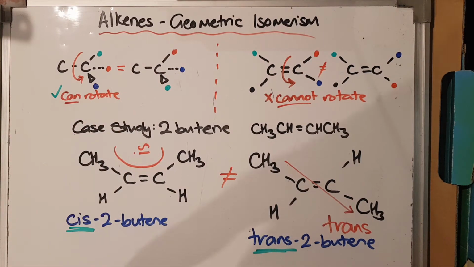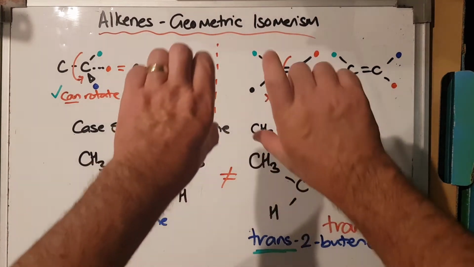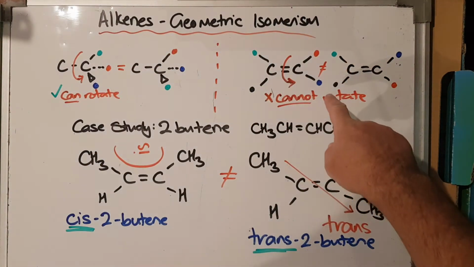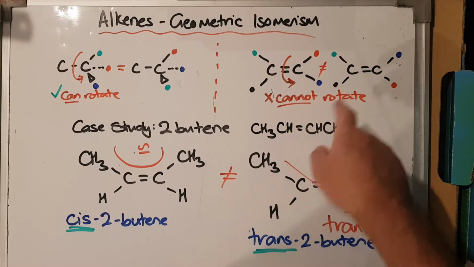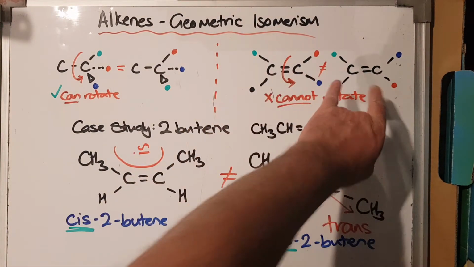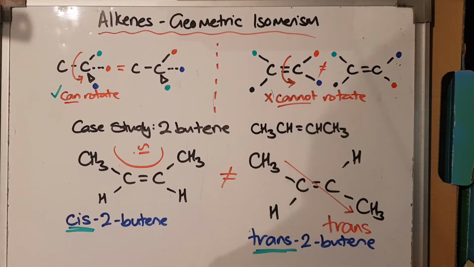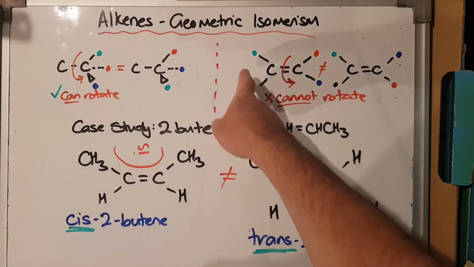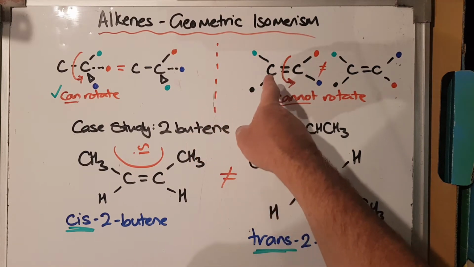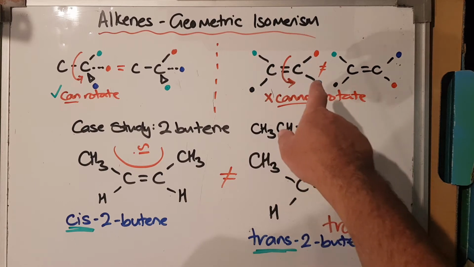However, an alkene has a double bond, and this won't allow for that rotation. So these two molecules would be different. So we can see that these two are identical on the left-hand side, but different on the right-hand side. If you were to draw the formula, it would be green, black, carbon, carbon, red, blue, and it'd be the same for this one.